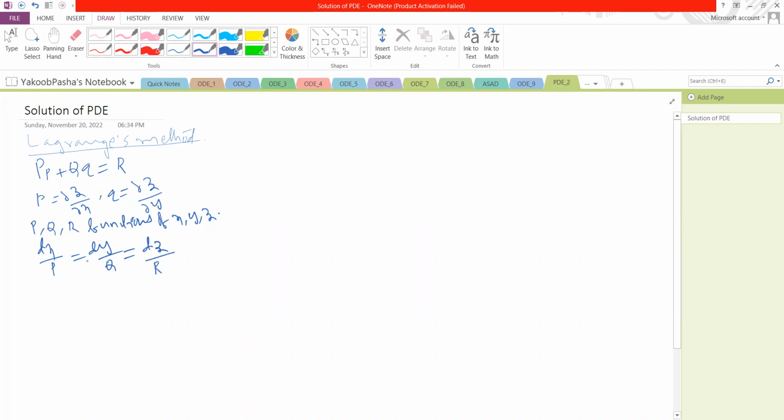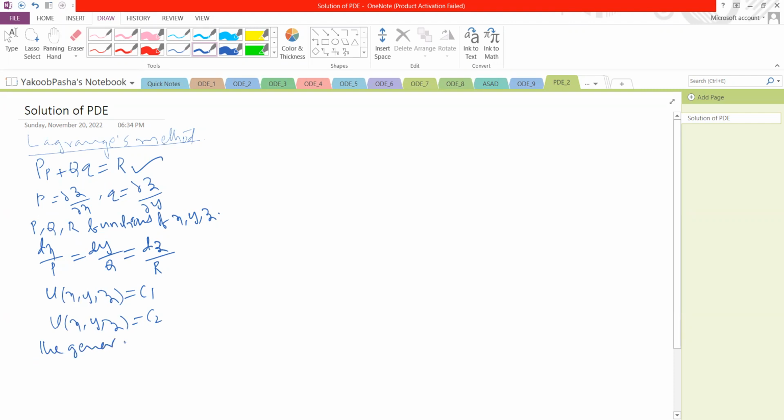So, this system of equations contains infinitely many solutions. Among those solutions, we need to find at least two curves. Those two curves give the general solution of the PDE Pp plus Qq is equal to R. And if you solve, the first curve is in the form of u of x, y, z is equal to C1, and the second curve is in the form of v of x, y, z is equal to C2. Then we write the general solution.